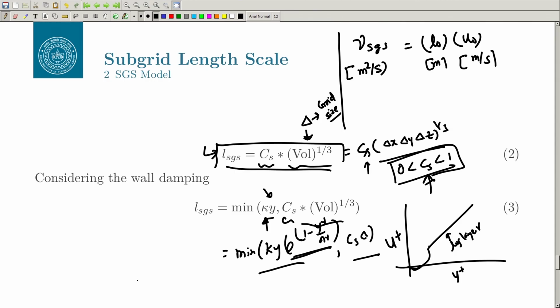So, this is the Van Driest mixing model, which was the correction on the Prandtl model. You can refer to our earlier lectures, where we have discussed this mixing length model in more detail.